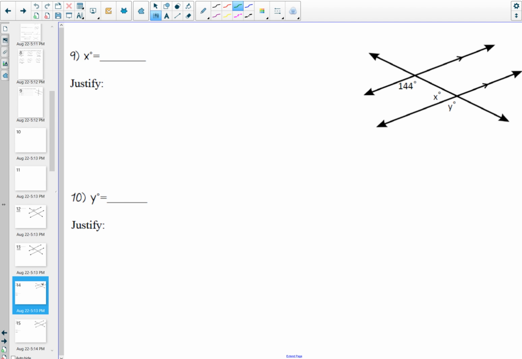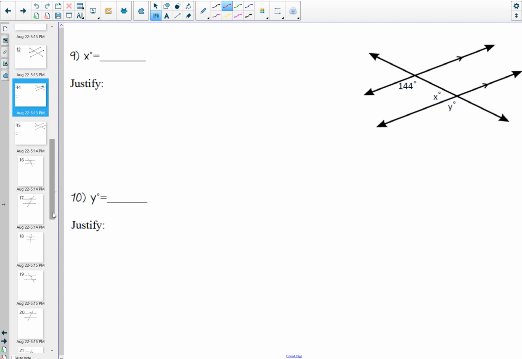Okay, so here's where we left off. Let's find X and Y. They also want a justification. We only have 5 minutes. No, we got 7 minutes. Which one here would you say would be quicker to find? Not necessarily easier, they both should be easy.